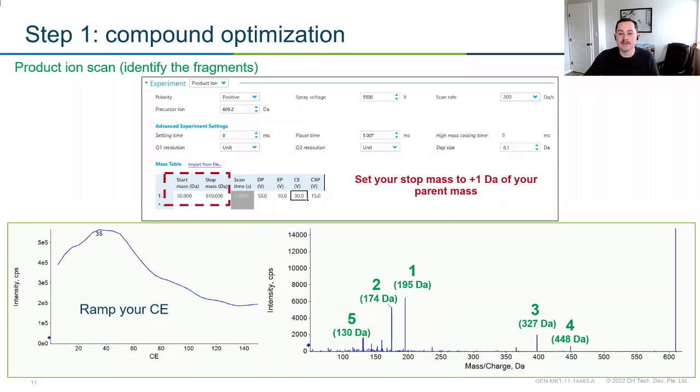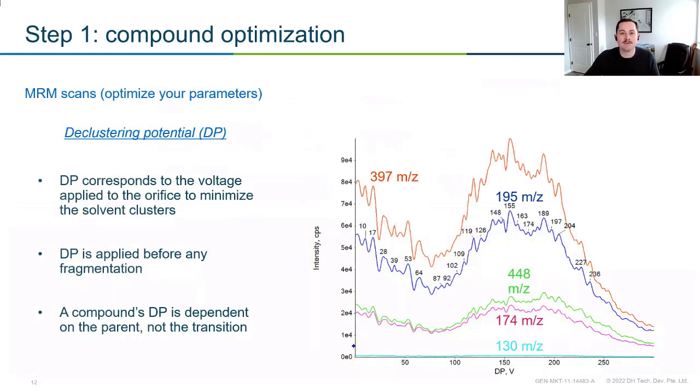But everything we do from this point on isn't going to take any more time if we do it with 5 fragments or if we do it with 2 fragments. So having extra just gives you a little bit of flexibility in the long run. So we've picked our fragments. So we're going to do our MRM experiment, and we're going to optimize for those parameters we talked about earlier.